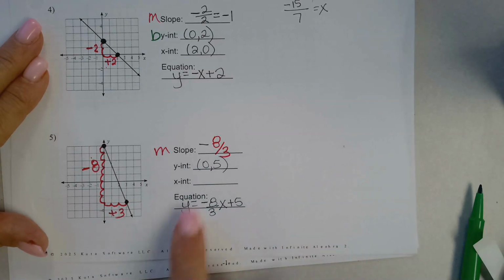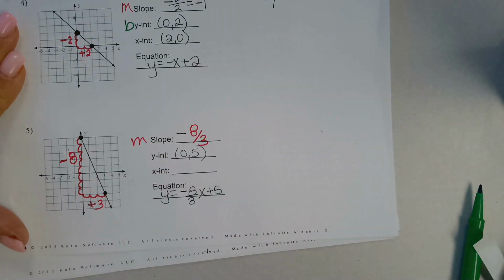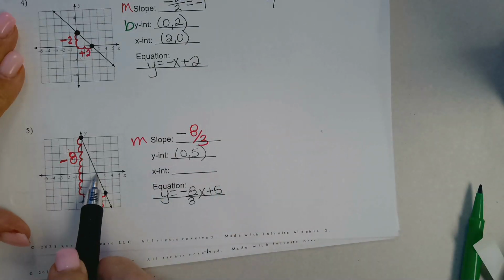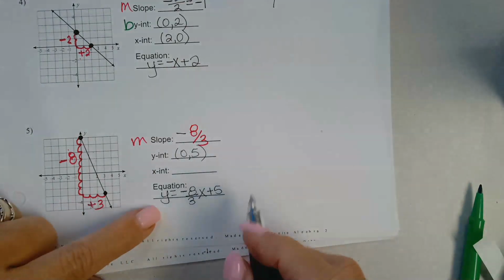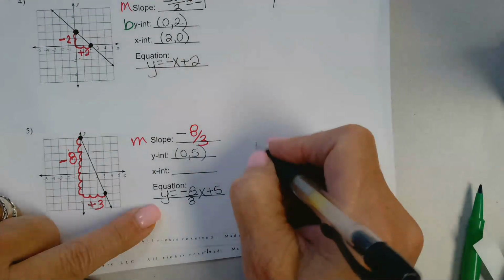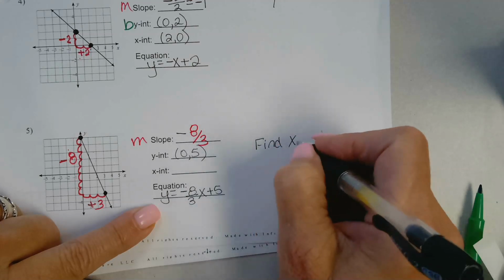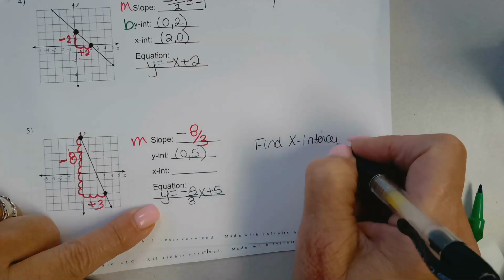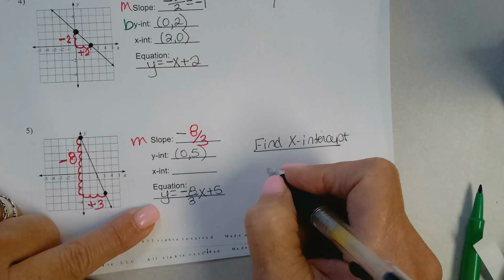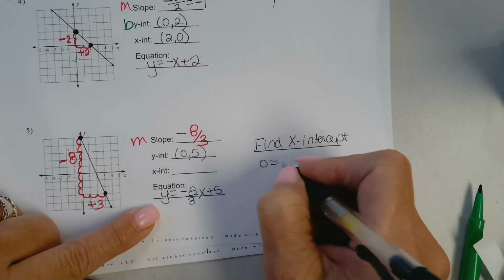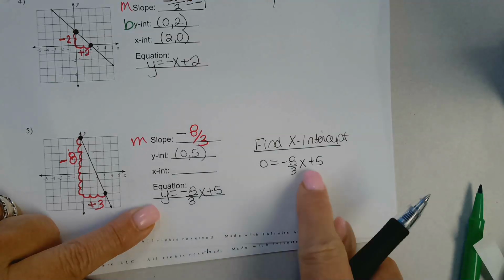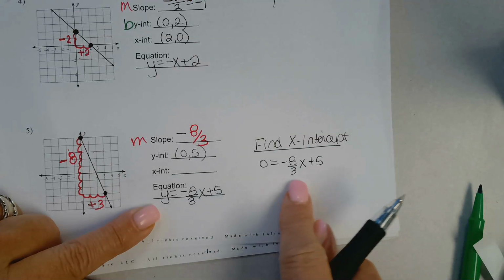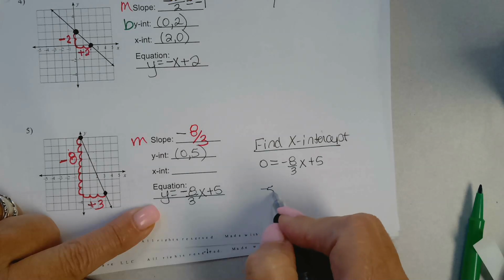Now, we're going to have to do this big ugly, like we did earlier, to find our exact x-intercept. And I know that my x-intercept is almost to 2. Almost, just not quite. So remember, what did we do? Find x-intercept, plug in 0 for y. 0 equals -8/3 x plus 5. Solve for x. Subtract 5 from both sides.